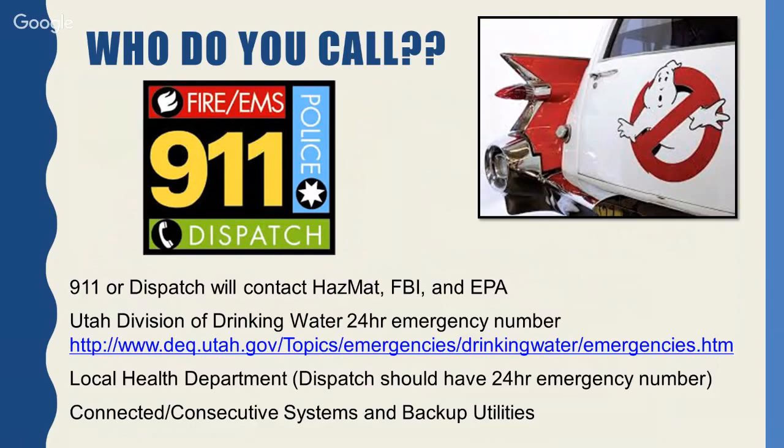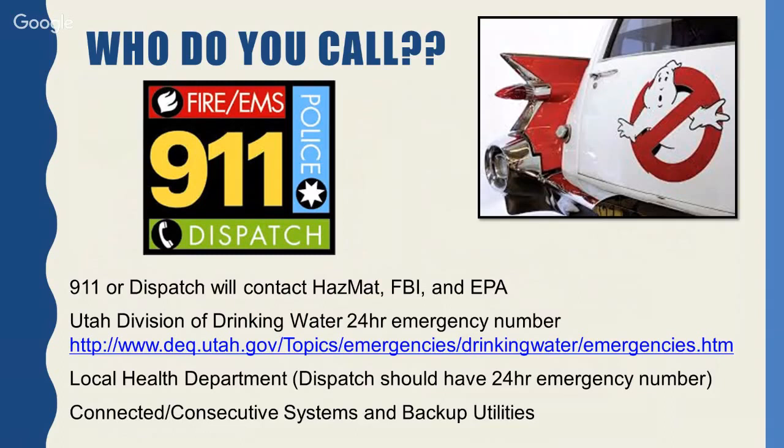Utah's Division of Drinking Water has a 24-hour emergency number for you to get a hold of them. If you're not sure what's happening, what potential contaminant is there, they can work with you on what to sample for, some of the assumptions and what type of constituents to look for. Your local health department might be good to reach out to. Dispatch should have a 24-hour emergency number for that department, so you don't have to thumb through a phone book to look for it.